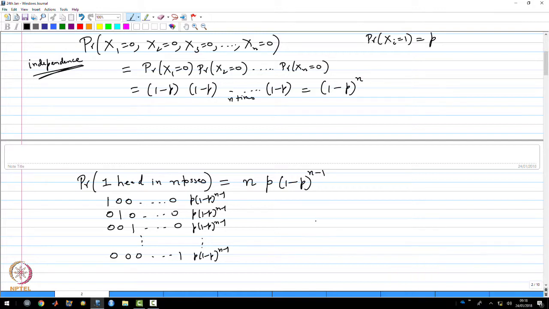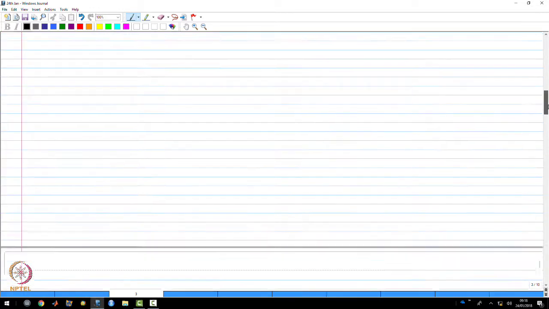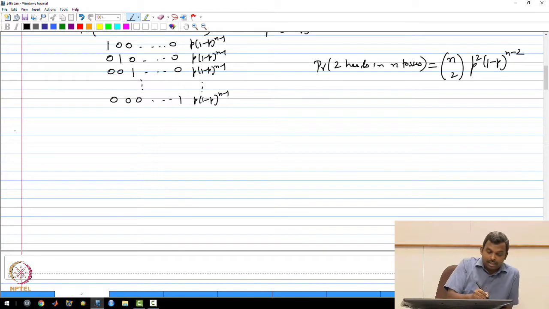For instance, if you want to ask the question, probability of 2 heads in n tosses, here you will have a slightly more complicated answer, n choose 2 p squared (1 minus p) power n minus 2. You will see p squared into (1 minus p) power n minus 2 is easy to see, but then how many possibilities are there with exactly 2 heads? That is n choose 2. So this is how independent events are dealt with. We can have slightly more complicated situations, which we'll look at next in the second example.